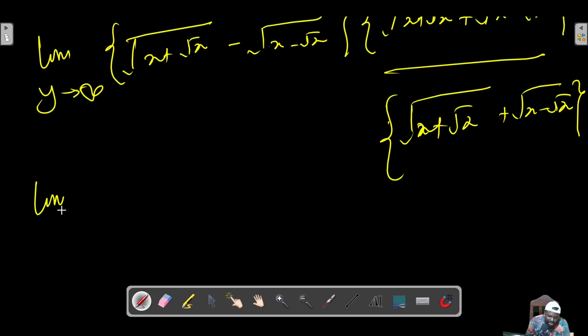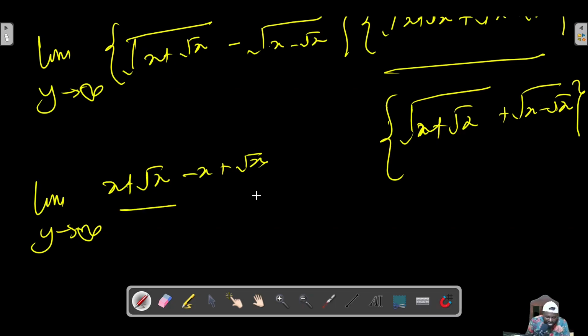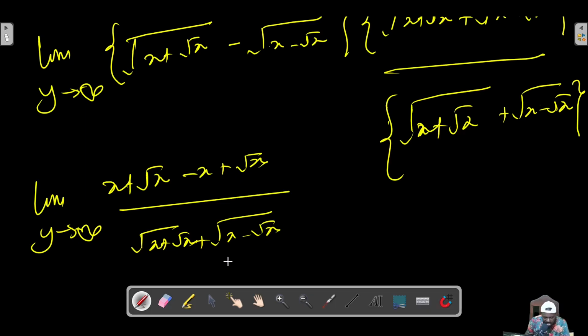So I can say that's the limit as y approaches infinity. Writing them as a difference of two squares, what do I get? This squared will eradicate the z, leaving x plus root x. The same applies to here. What am I going to get? Negative x plus positive root x, all over, for here, what do I get? Root of x plus root x plus root of x minus root x.